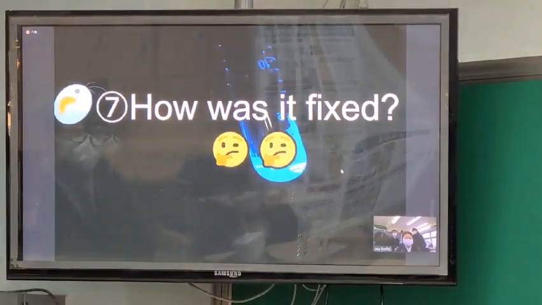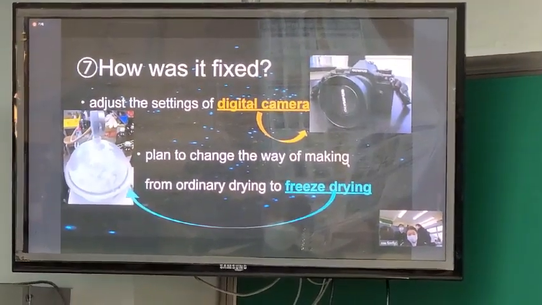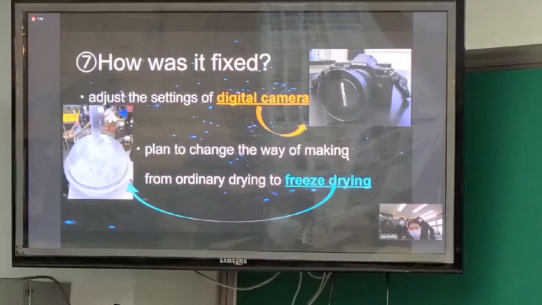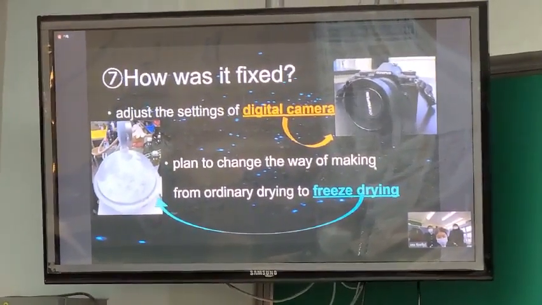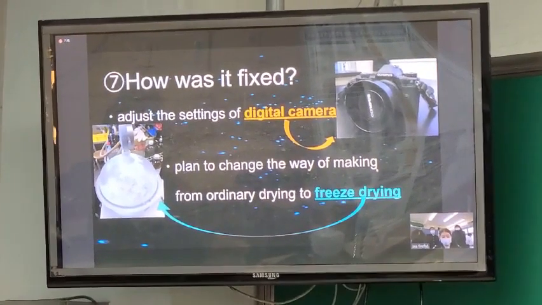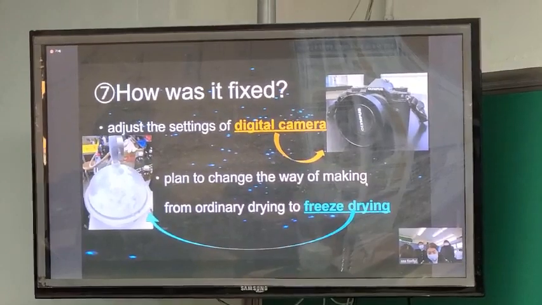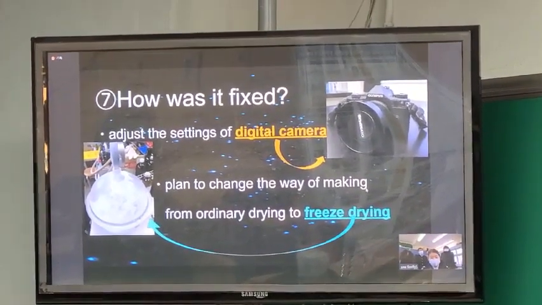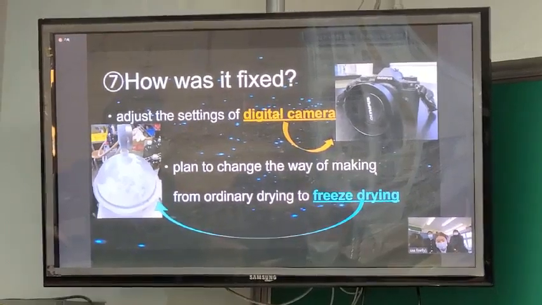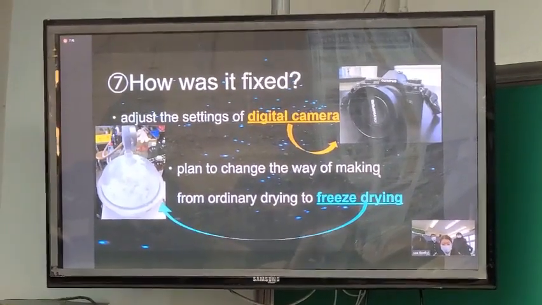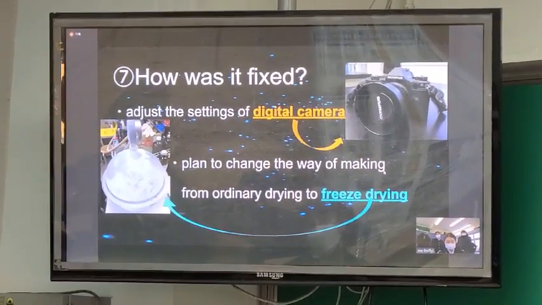How did we fix it? We fixed it in 2 ways. First, we adjusted the setting of the digital camera we used. This way, we could measure the peak of the intensity properly. Second, we changed the way of making the samples from ordinary dried samples to freeze-dried ones. Freeze-drying can prevent a decrease in luminance power, so we could obtain good quality samples.